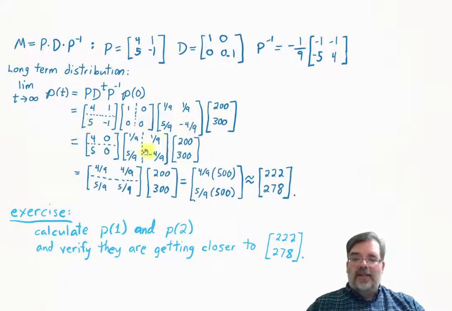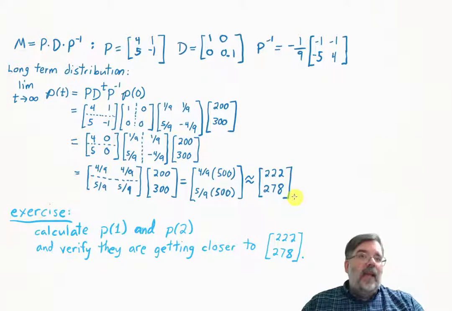When you multiply this out, you're going to notice the same pattern again. In this case, we get the constant 4/9 across the first row and 5/9 across the second row. When you calculate the matrix vector product, you get approximately this. So the area alpha population should get closer and closer to 222, while the area beta population should get closer and closer to 278.